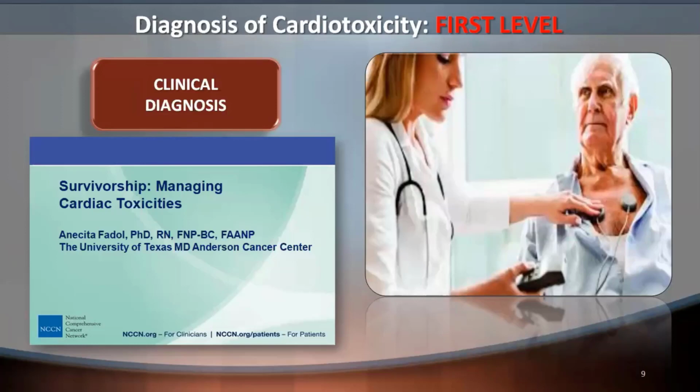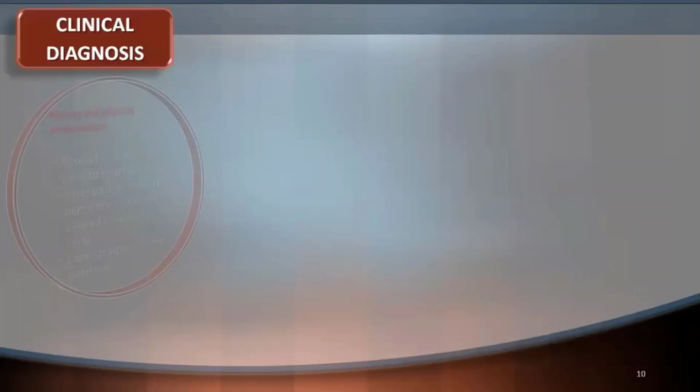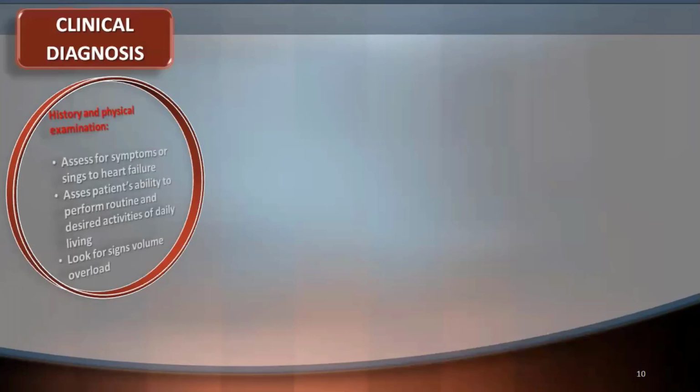We have four levels for demonstrating diagnosis in cardiotoxicity. But the first level for us, and the most important level, is the clinical level, because always in the clinical guide, in the NCCN clinical guide, we have for clinical diagnosis different steps to follow. The first step is to evaluate the history and physical examination to assess the symptoms or to obtain any diagnosis of heart failure in this patient, assessing the patient's ability to perform routine activity.